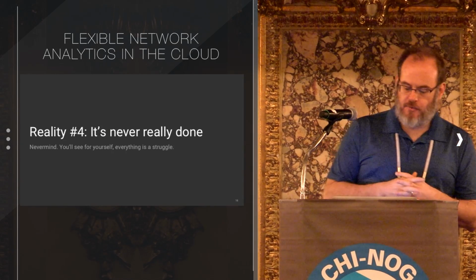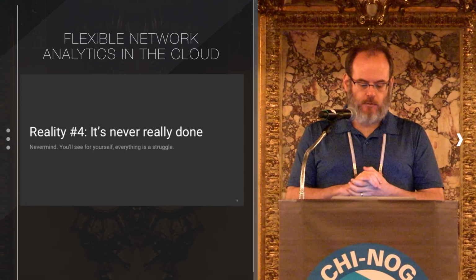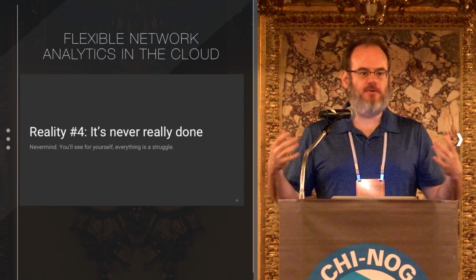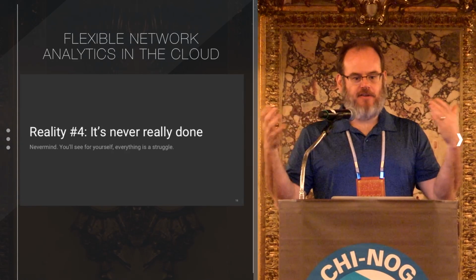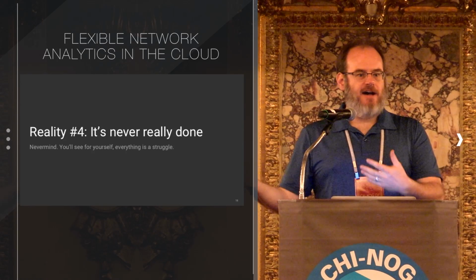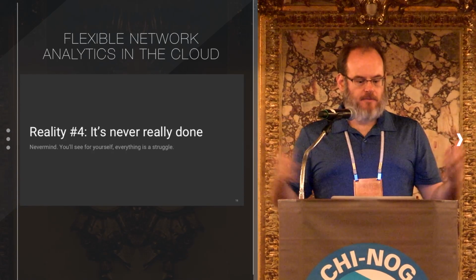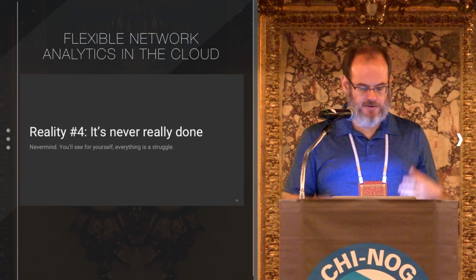Okay, and so the fourth reality is that nothing is ever really done. No matter what we do, we have our aspirations, we have our goals, we have these grand plans of things we're going to build, but at the end of the day, things don't get done because priorities change, because the resources we have aren't big enough to actually implement some of these things. So we end up in a situation like this.